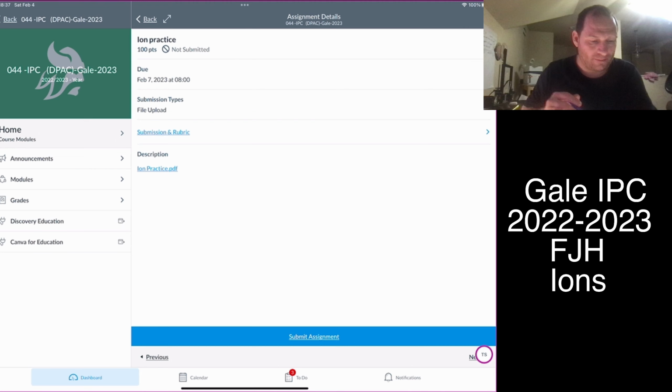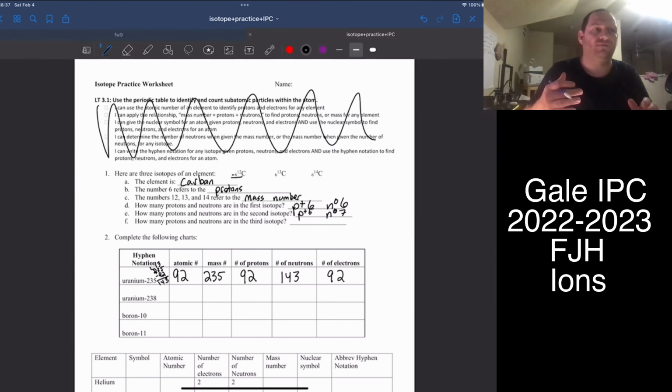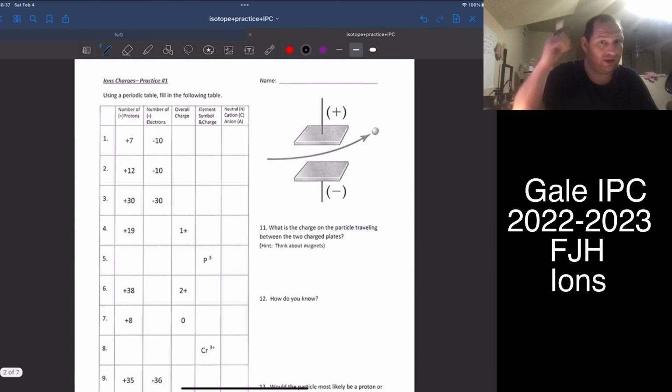So open up the ion practice in Canvas and go ahead and put that into Notability. We're going to use that piece for this practice. Remember, this is for if you're absent or you need extra help. This video is not to replace instruction. So if you're watching this video because you're absent, you still need to show up for Viking period or after school tutorials to help you out.